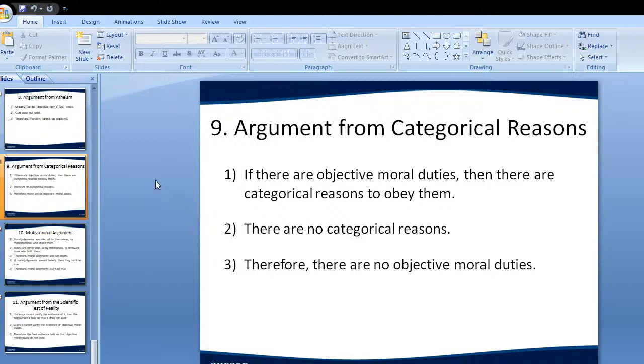Again, this was going to be the argument from categorical reasons. Premise 1. If there are objective moral duties, then there are categorical reasons to obey them. We just gave an example. But this group of people, the moral skeptics, think there are no categorical reasons. Therefore, there are no objective moral duties. And somehow, this argument's convinced some very smart philosophers. I don't know how that's possible.